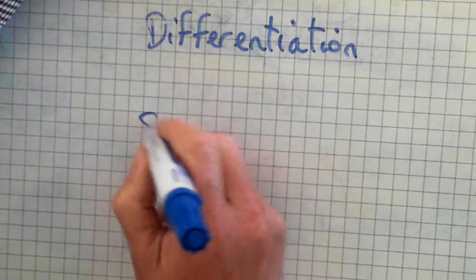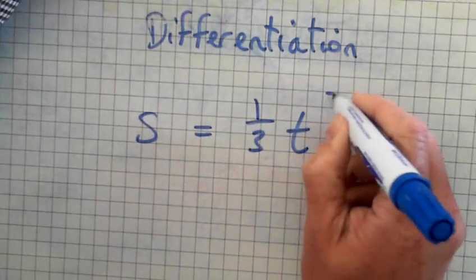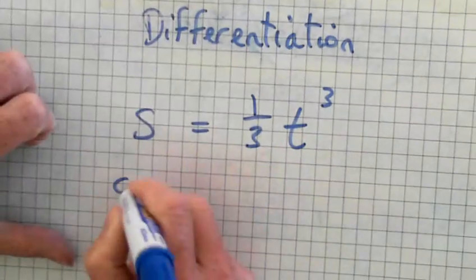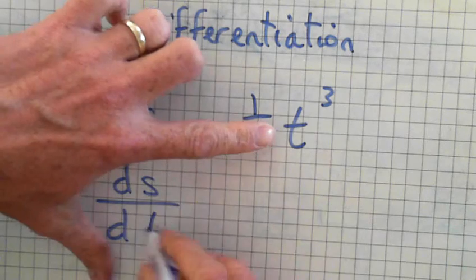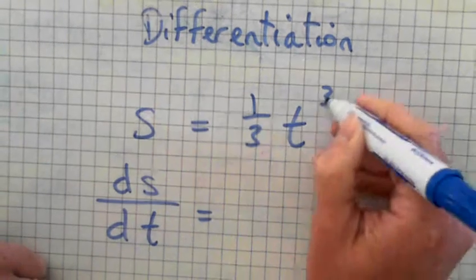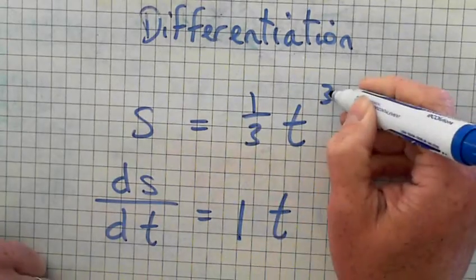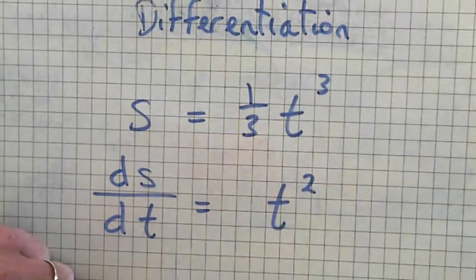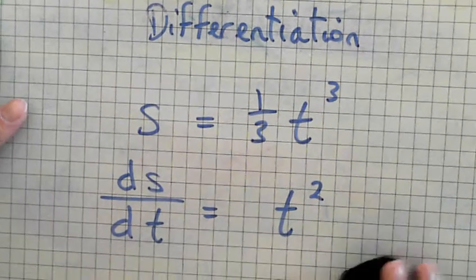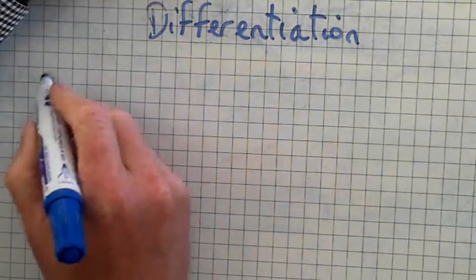Right, another one. So s is equal to 1/3 t to the power of 3. So the first letter is s, that goes on top, the second letter is t, that goes on the bottom. 3 times 1/3 is 1. Reduce that by 1, 2. It can also be written as just t squared. Alright, that's question 2 done.